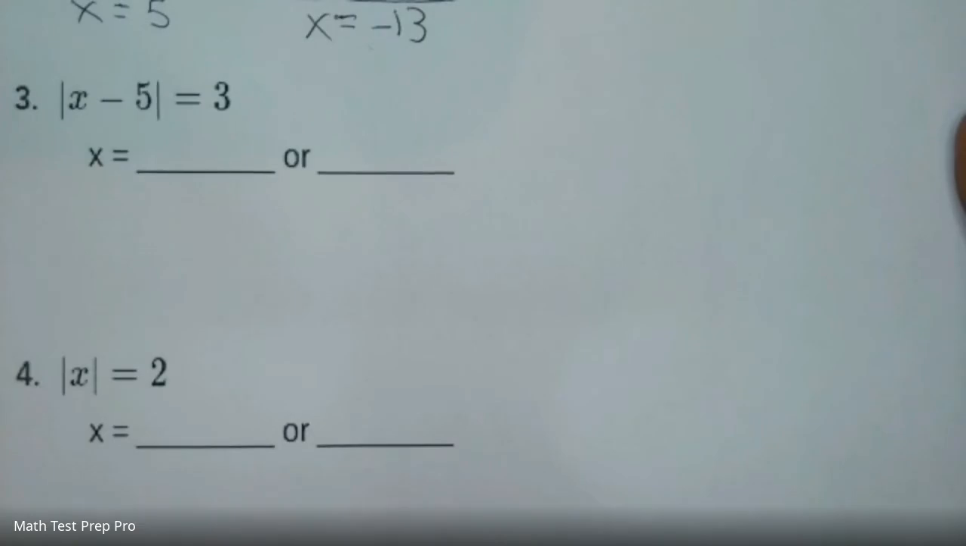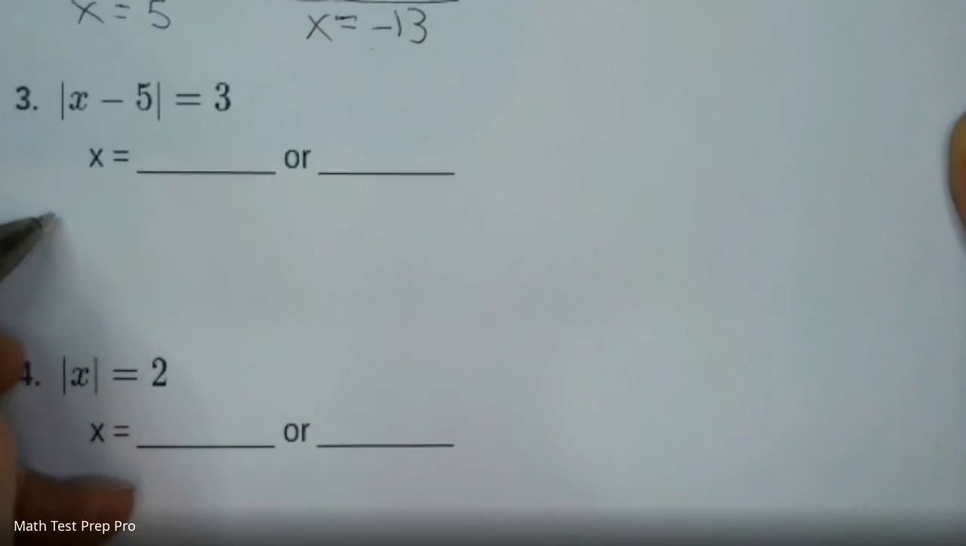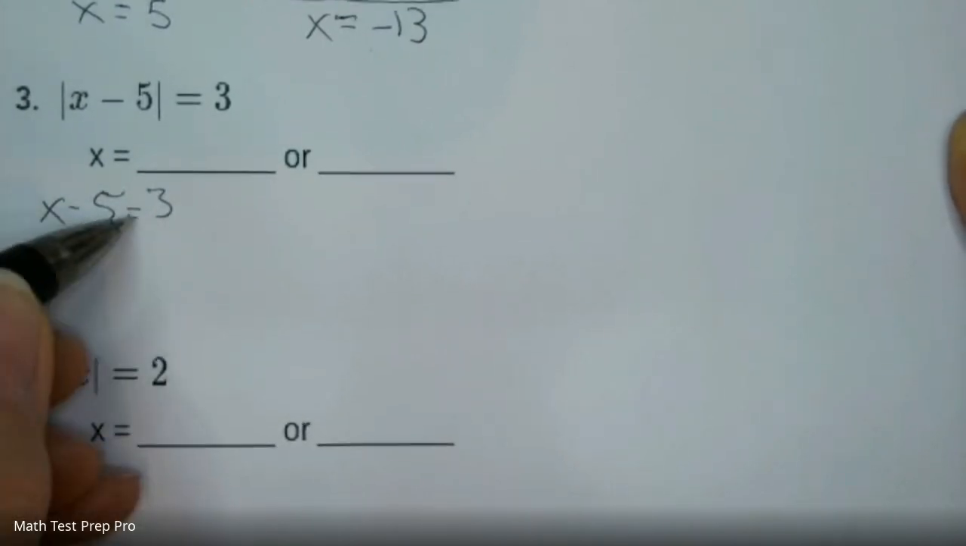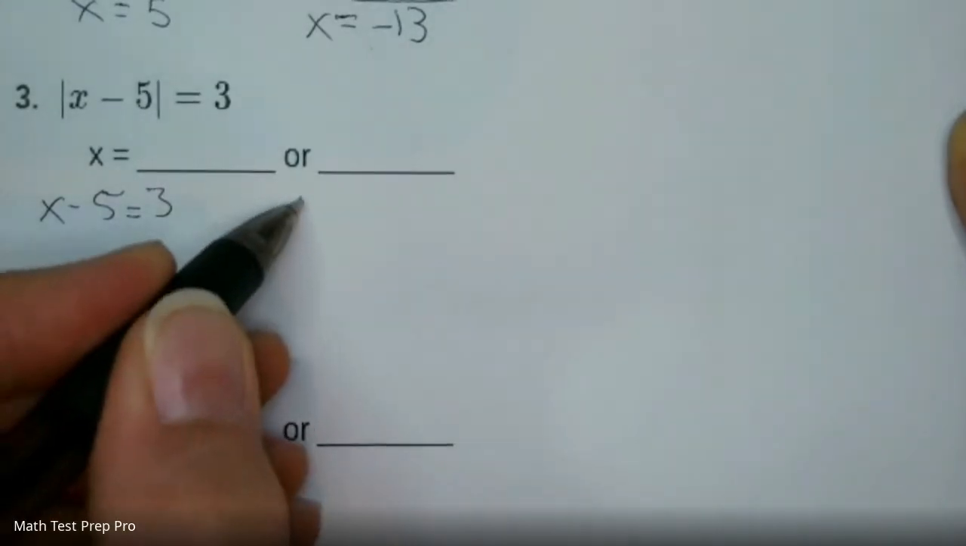Here we have the absolute value of x minus 5 equals 3. We're going to do the same thing, same method. x minus 5 equals 3. We'll set it equal to the positive value, then also set it equal to the negative value.